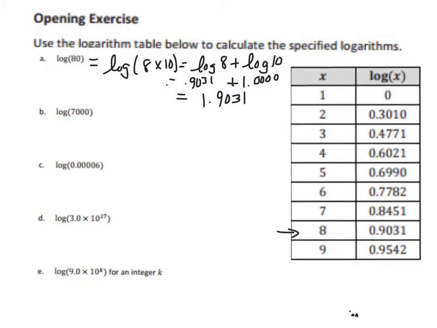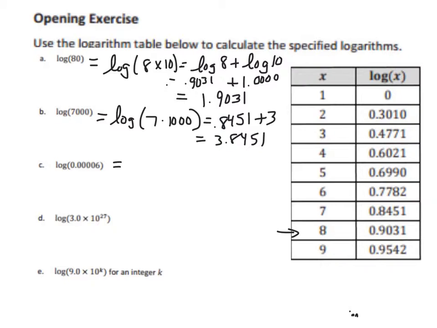Alright, take a look at 7,000. Well, that's going to be basically the log of 7 times 1,000. If you remember, a log of 1,000 is 3, so basically I have to take the 7, which is 0.8451, and add 3 to it, so you get 3.8451.